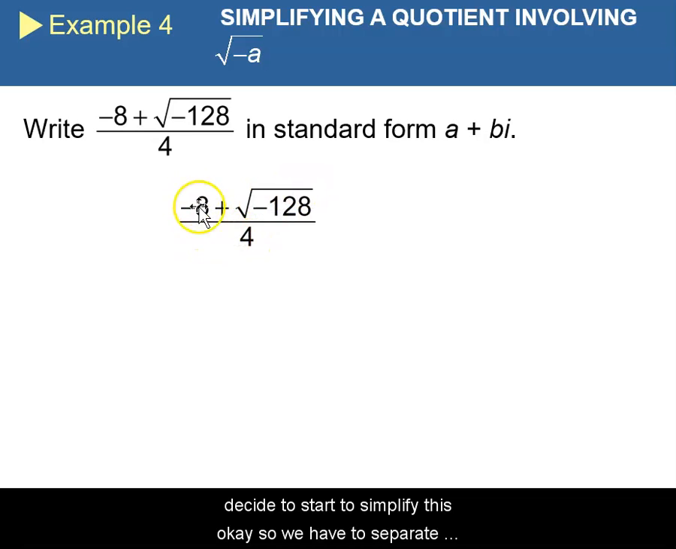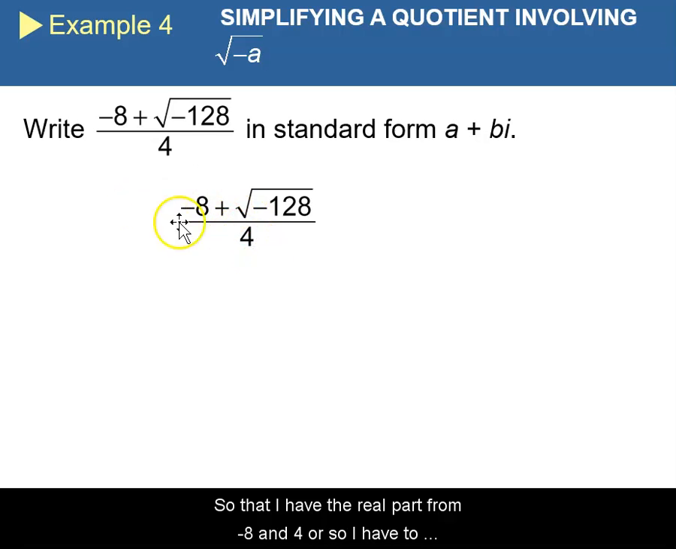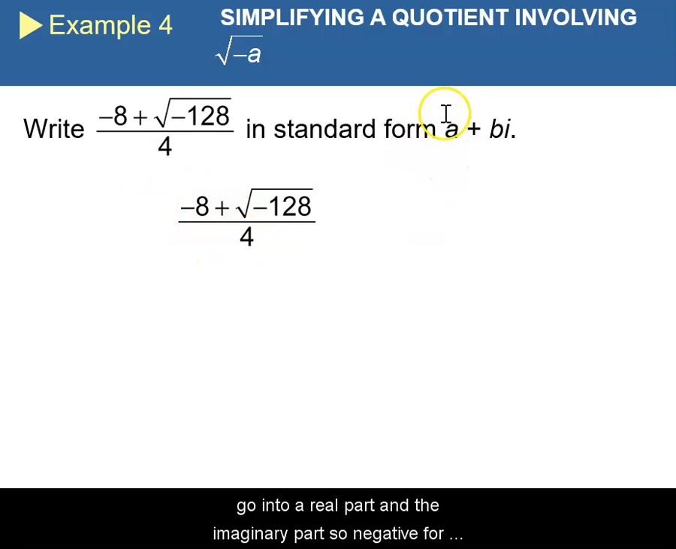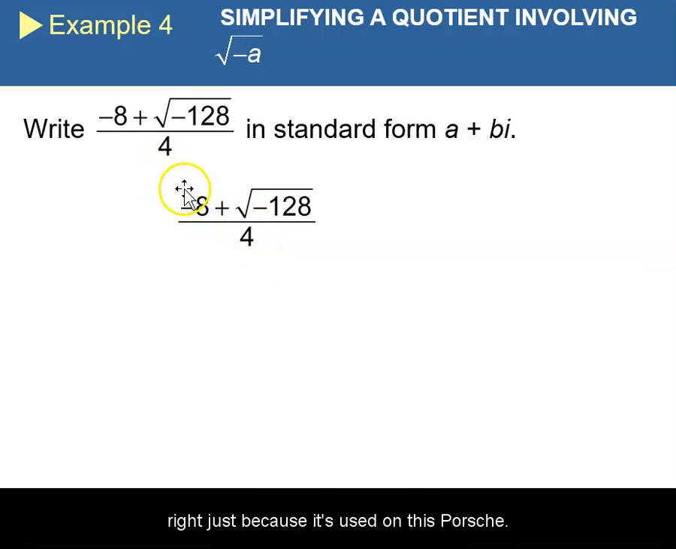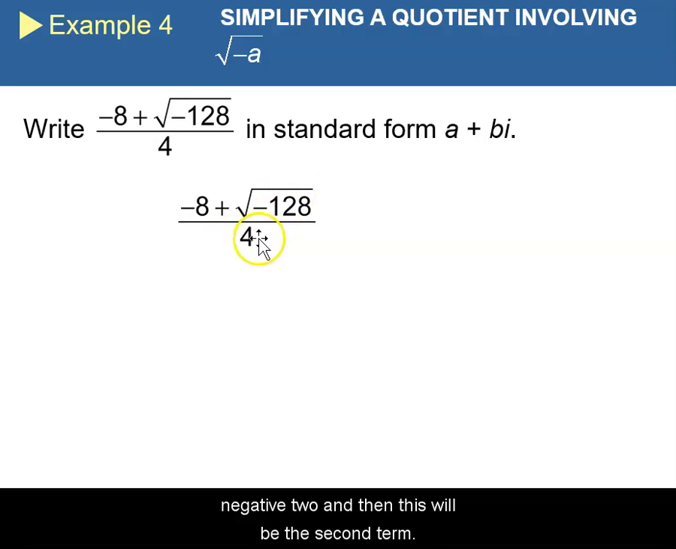So we have to separate this into two separate fractions so that I have the real part from negative 8 and 4, right? So it has to go into a real part and the imaginary part. So negative 8 over 4 will give me 2, but that does not mean the 4 just disappears, right? Just because it's used on this portion, it gets used on both terms of the numerator. So negative 8 over 4 will give me a negative 2, and then this will be the second term.